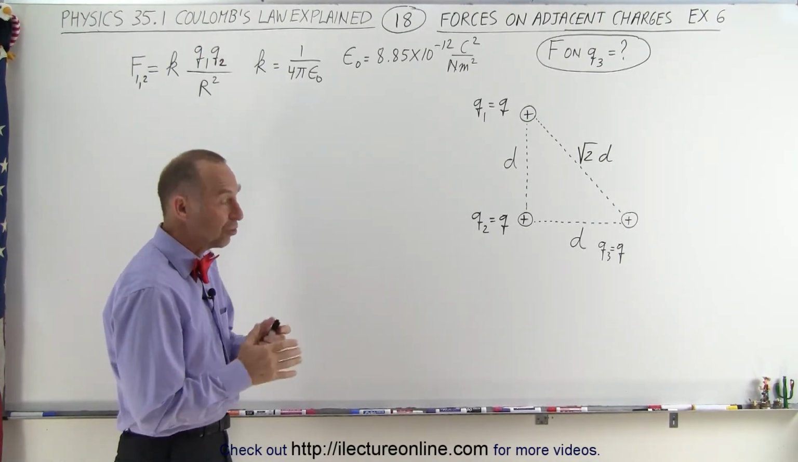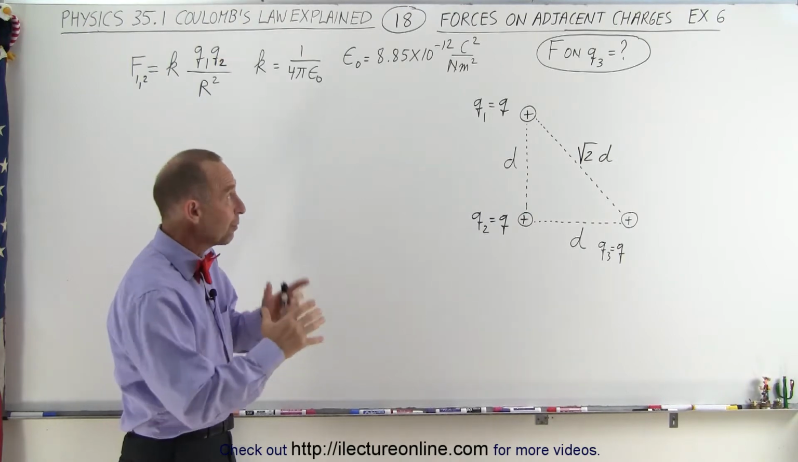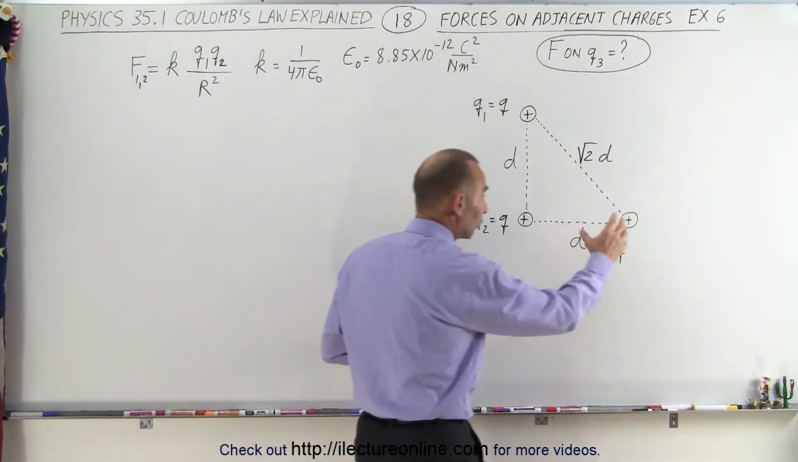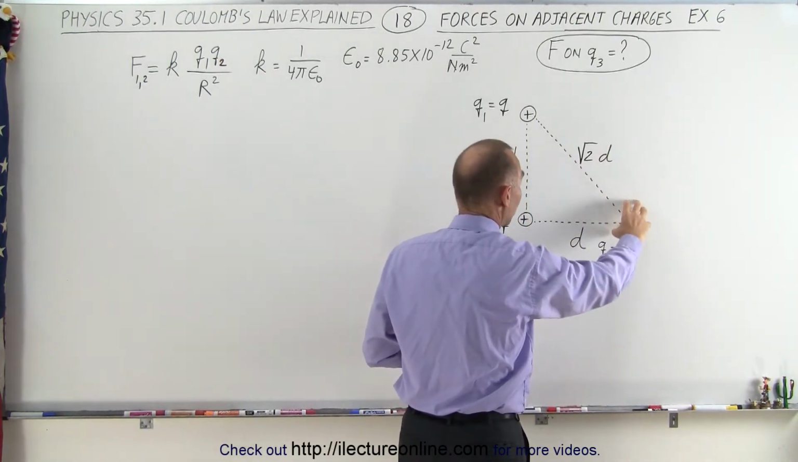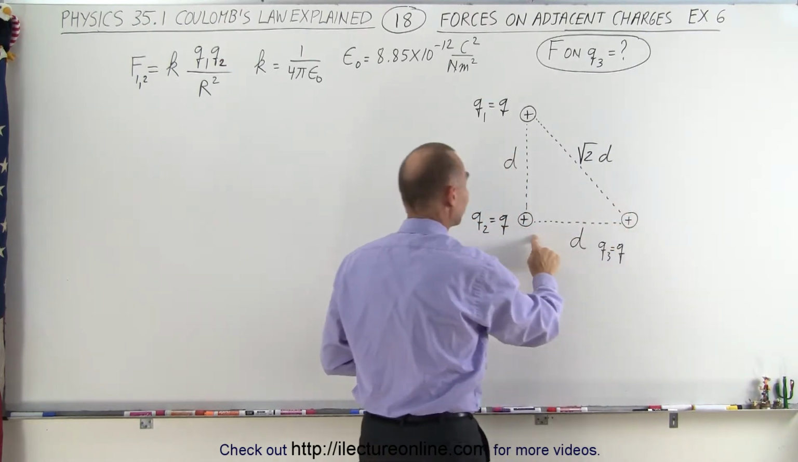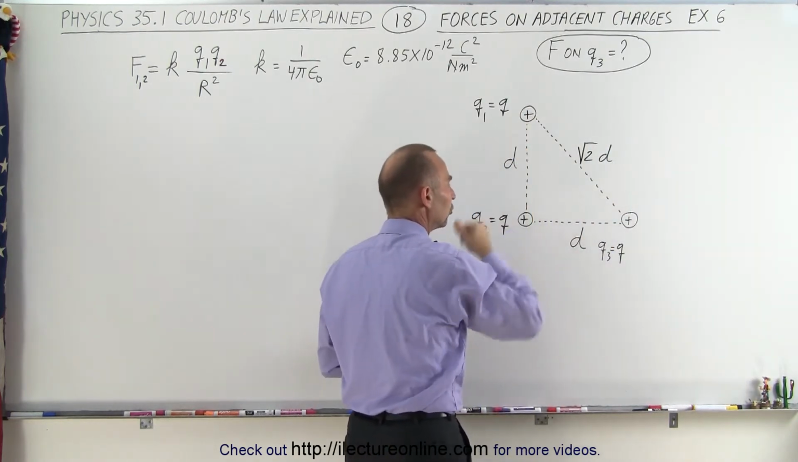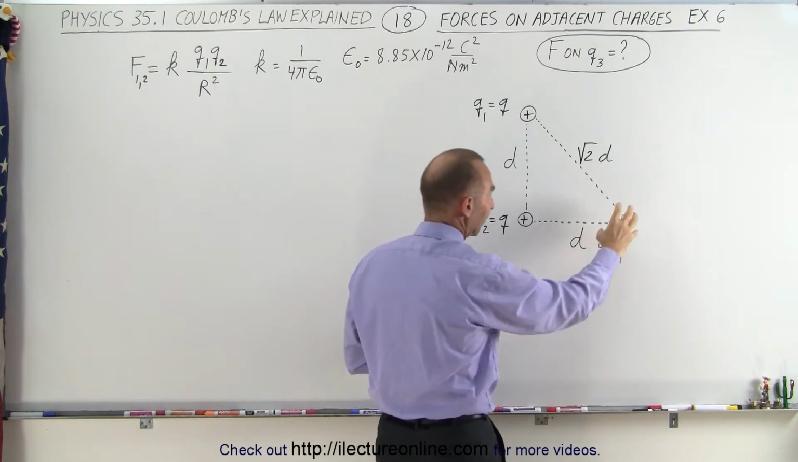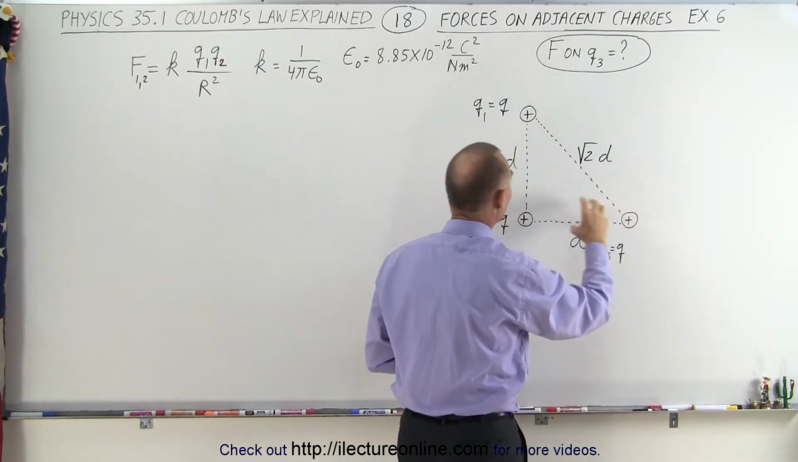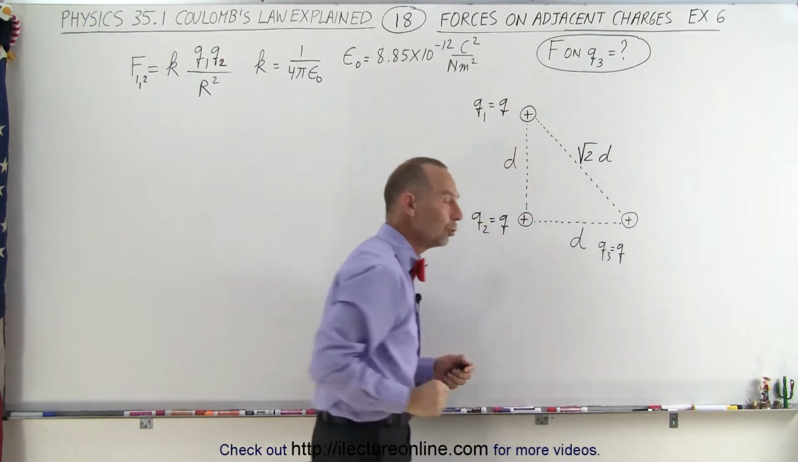In this example, the charges are not linear, and therefore we have to employ a slightly different technique. We still start with the same concept. We find the charge on which we're trying to find the force acting on it relative to the effect of the other two charges. So in this case, we're trying to find the force on Q3 due to the presence of Q1 and Q2.